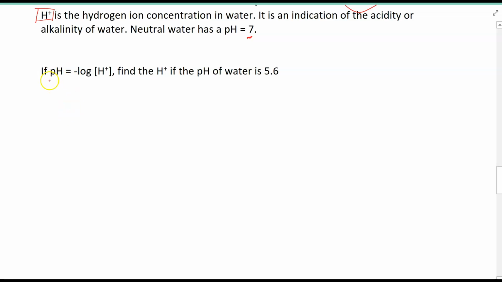So the equation for pH is the negative log. Notice the negative. I want to really make that bold. The negative log of the hydrogen ion concentration. Find the hydrogen ion concentration if the pH of water is 5.6. So if we sub in a 5.6 for pH, and we say that that is equal to the negative log of hydrogen ion concentration.